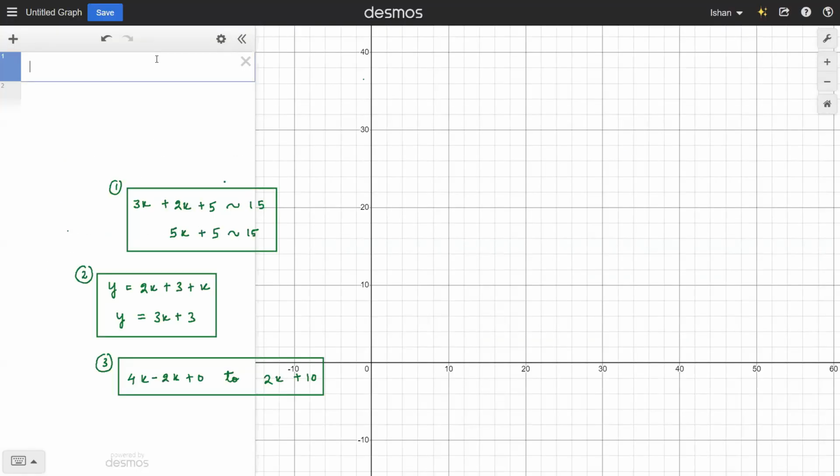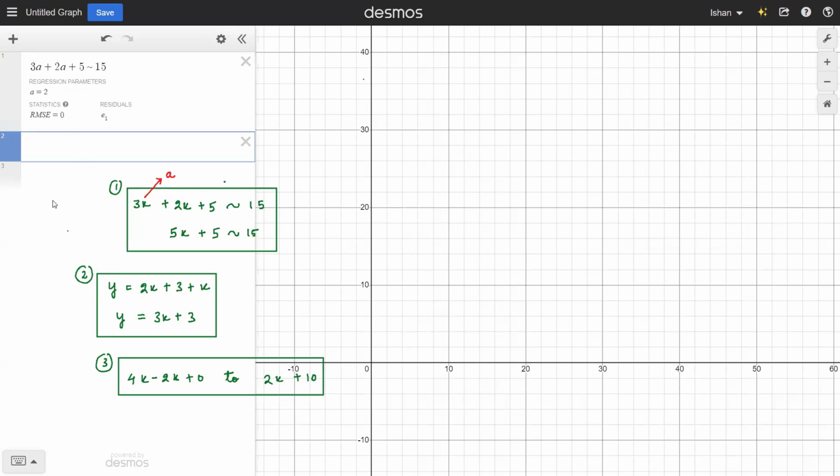Looking at the very first case, I'm using regression. I'm changing x to a, because I cannot use graphing variables for regression variables. So I'm writing 3a plus 2a plus 5, assigned by regression to 15. It generates the result a equals 2. For a similar case, if I write 5x plus 5 assigned by regression to 15, it also generates the same result, that is a equals 2. Correct?